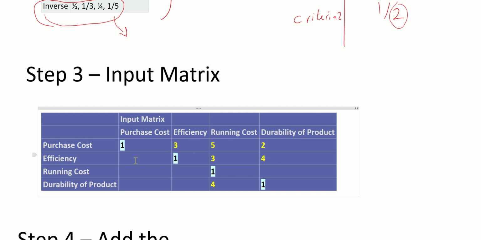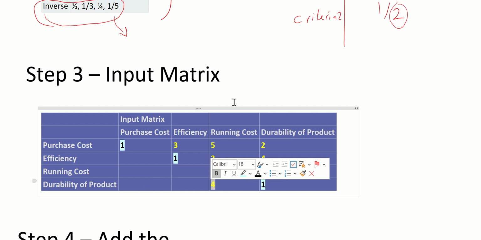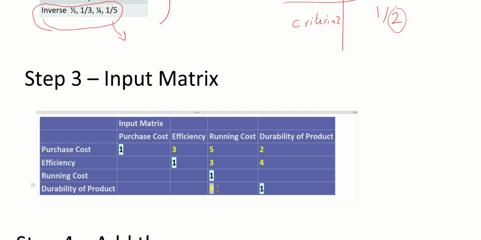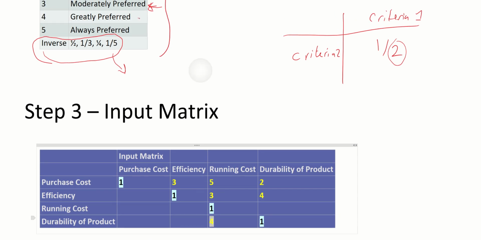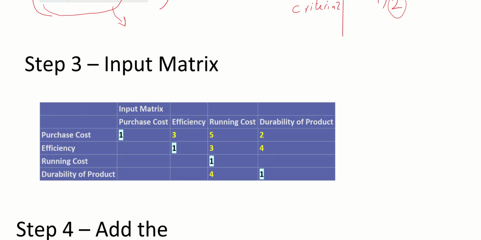Okay, so notice that I left this out. Again, for running cost, I left this out. And durability, I only have it for running cost. So I prefer durability over running cost, and the preference is greatly prefer, and you can see that from the scale above. Okay, how do we fill out the rest of these values?